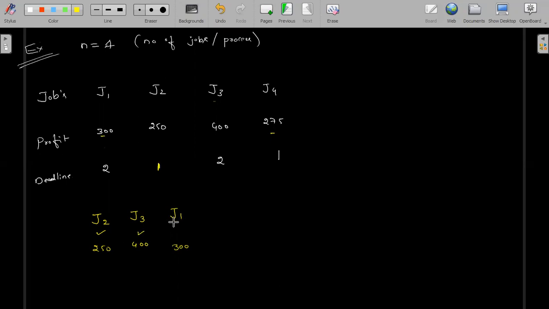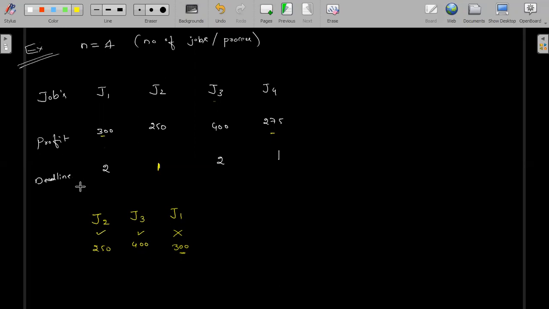But J1, what is the deadline here? Everybody see here, what is the deadline? Second, but where is it going? The third month it is going. Okay, 1 and 2 are over. Third month it is going. Is it possible to execute? No. Okay. So it indicates very clearly that the deadline decides here.